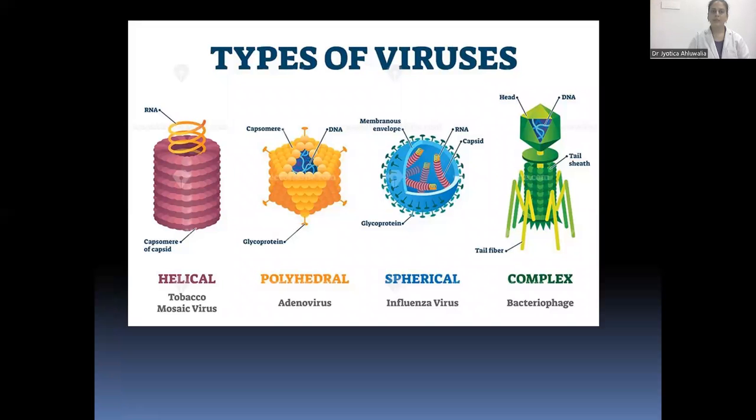The helical virus, the best example is tobacco mosaic virus. Adenovirus is the example for polyhedral virus. Influenza virus is spherical in shape, while bacteriophage is complex in shape.